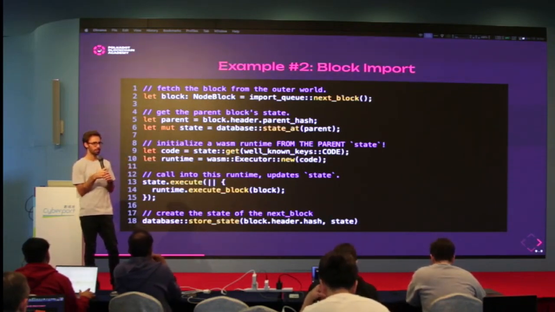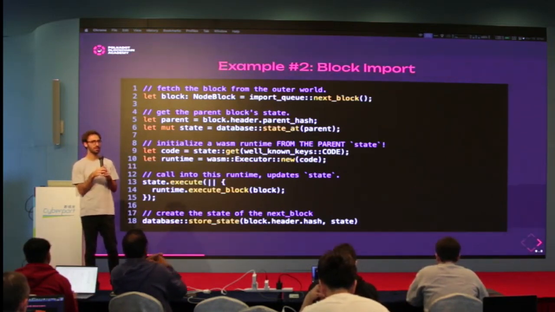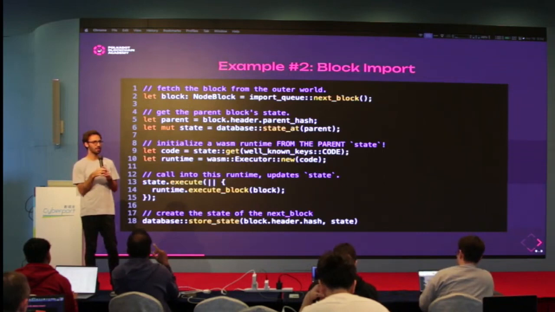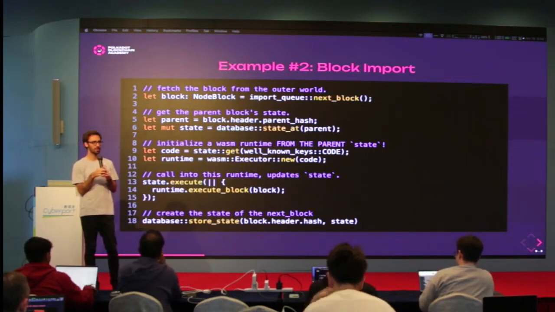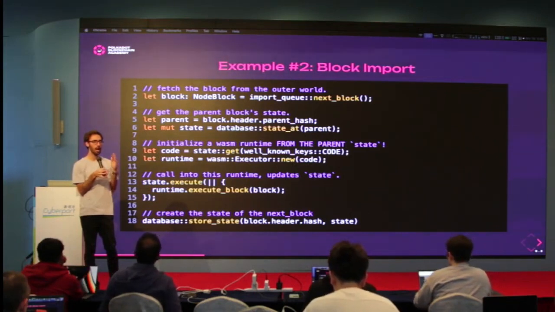Okay, I think I get it. Maybe. But what happens if you have more than one runtime in a node? Yeah, I think we had this question yesterday. Every state has its corresponding runtime.